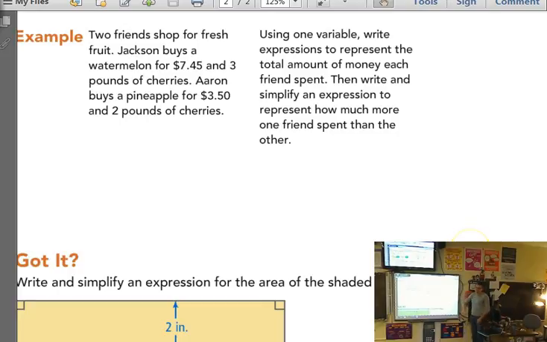So, 2 friends are buying fresh fruit. Jackson buys a watermelon that costs $7.45 and 3 pounds of cherries. They don't know what the cherries cost. The sign fell off. Aaron buys a pineapple for $3.50 and 2 pounds of cherries. Apparently they like cherries. So, using one variable and then constant terms, let's write an expression to represent their total cost. Let's start by saying their total is going to equal, well, what do we know about Jackson? Hayden, what do we know about Jackson?